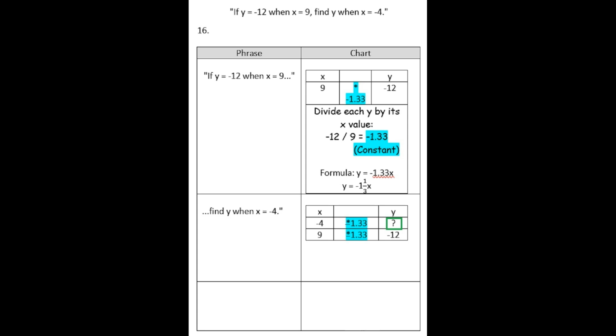Now, the next step, find y when x equals negative 4. So we know 9 and 12, but now we have to find the y value when x equals negative 4. So all we have to do is take our negative 4, multiply it by negative 1 1/3, and we end up with our answer, 5.33 or 5 1/3.